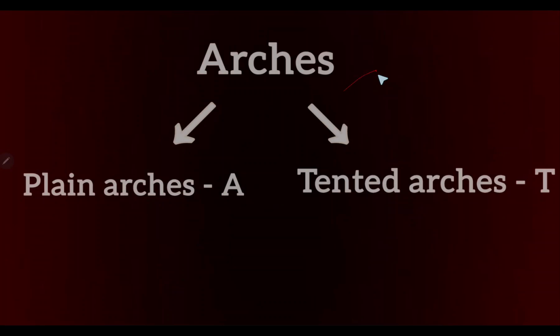Coming to the arches. In arches we have 2 types, plain arches, which is denoted by symbol A, and tented arches, which is denoted by symbol T. Just remember that the symbol is the first letter of the word. Therefore we have plain arches and tented arches.